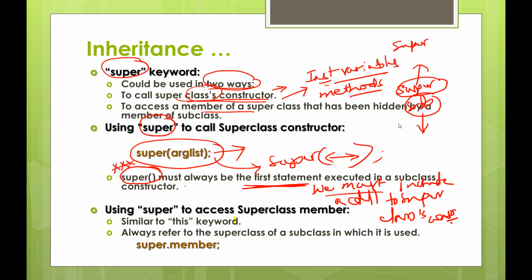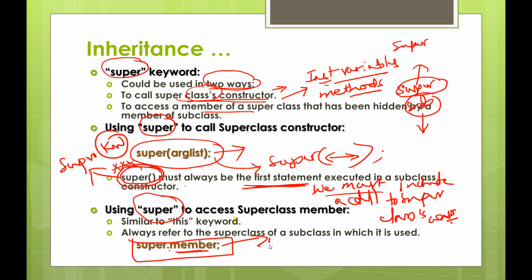The first statement within the subclass constructor should be a call to the superclass's constructor. That is where we use this particular way of the super keyword. That is one way. Another one is, if you want to call the superclass's members which are hidden by your subclass's members, we can use super dot member. It could be your instance variable or your methods.